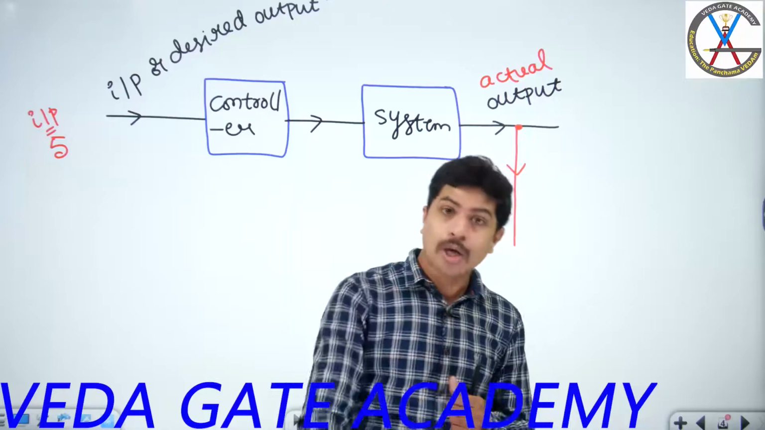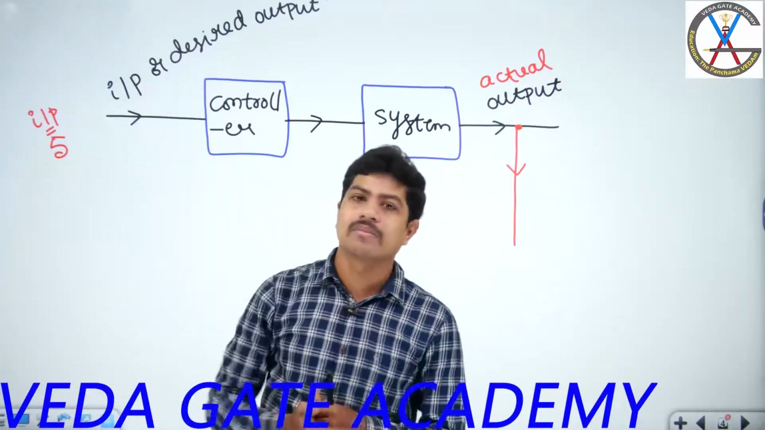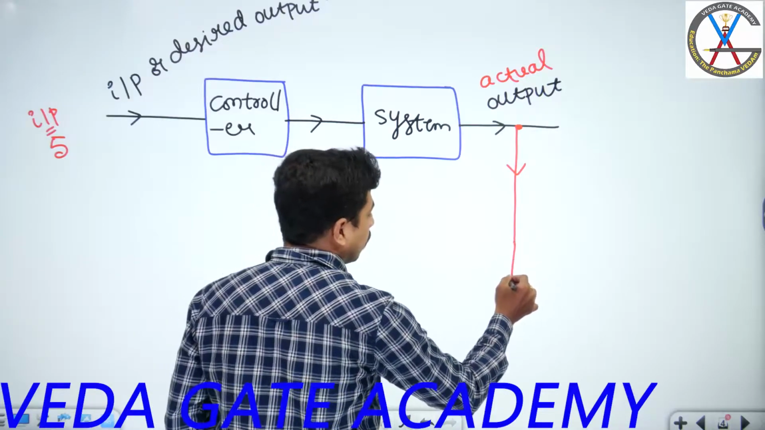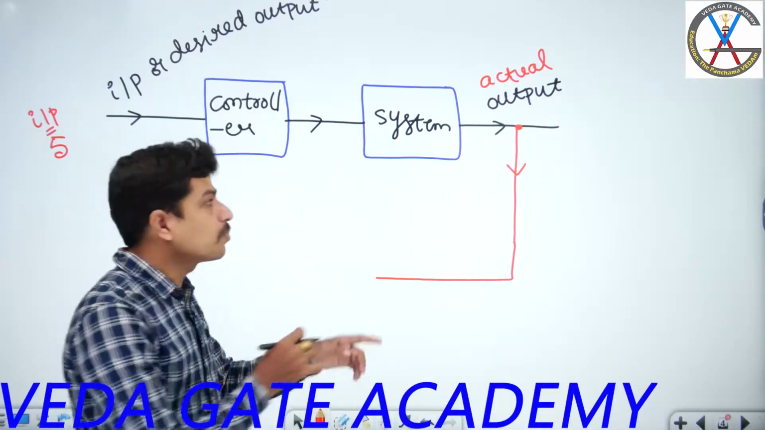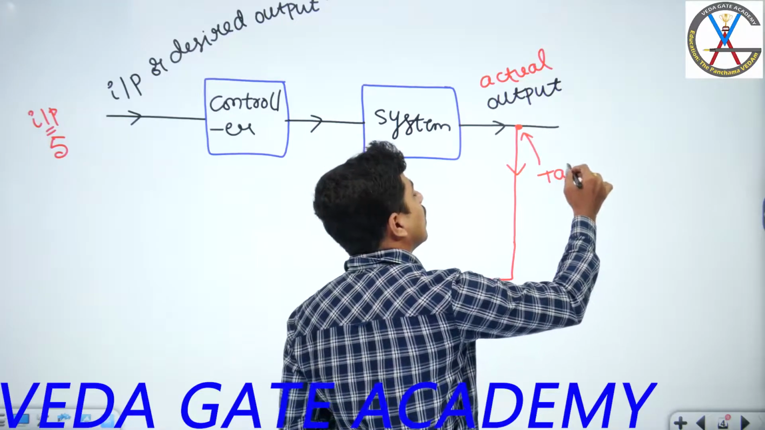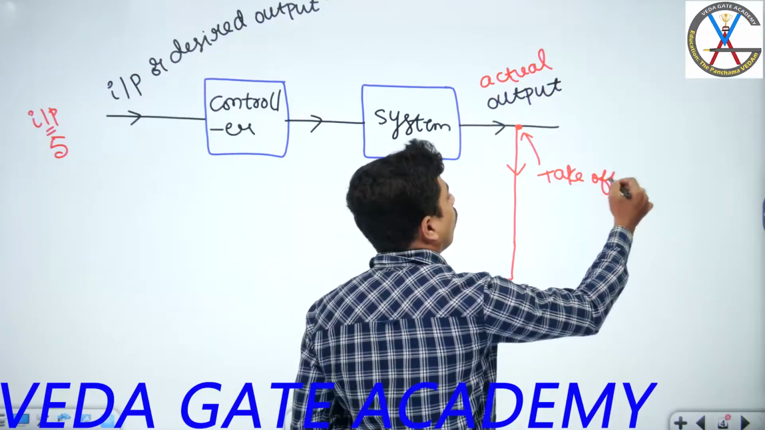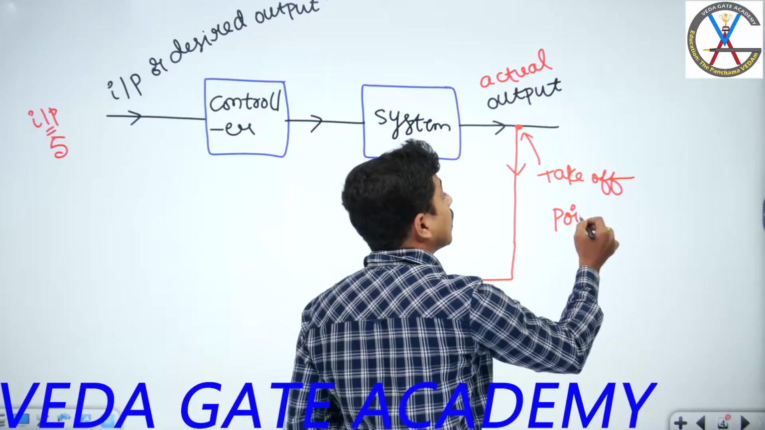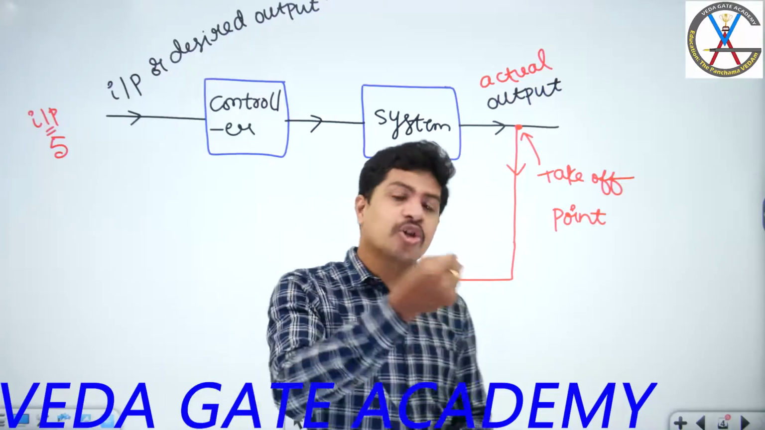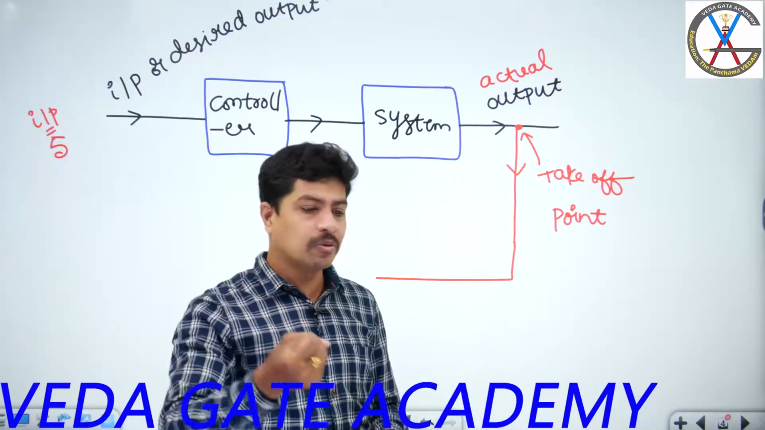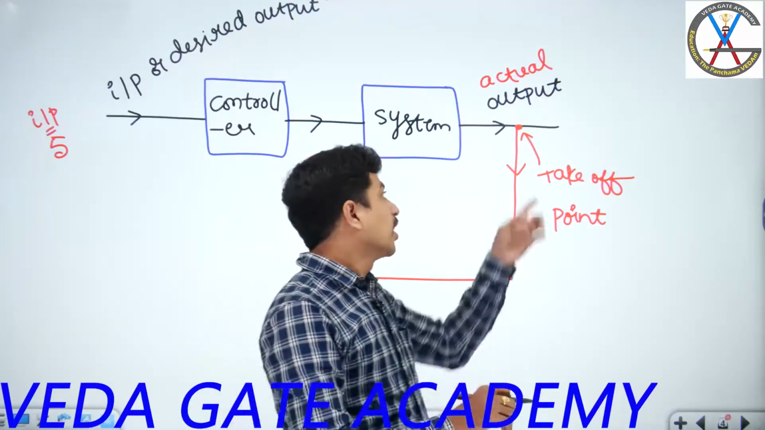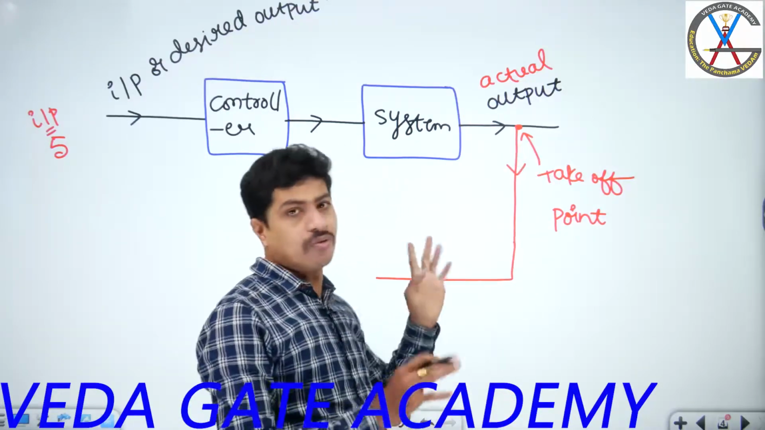and comparing that with the desired floor. That is what I am doing. I am taking this back to the input. This point is called the takeoff point. Takeoff point is a point where you are taking the signal value, not magnitude. Suppose it is 5, then this value is also 5.